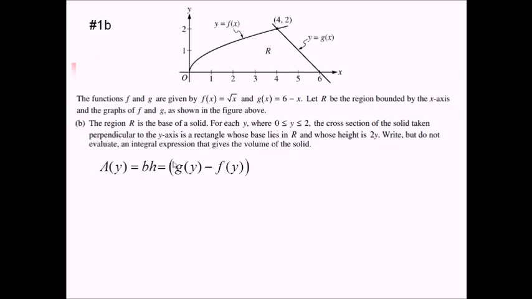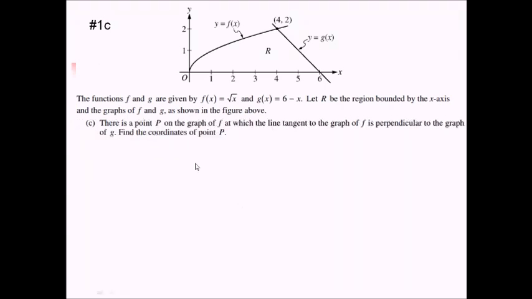And then for the height, well, they told us the height was 2y, so we're just going to literally put in 2y here. And now for the volume integral, the volume is going to be the integral from 0 to 2. We're going from bottom to top of, well, just the area, so A of y dy. And since they said I didn't have to evaluate this, and I already told you what A of y is here, I'm actually done with this part of the problem.